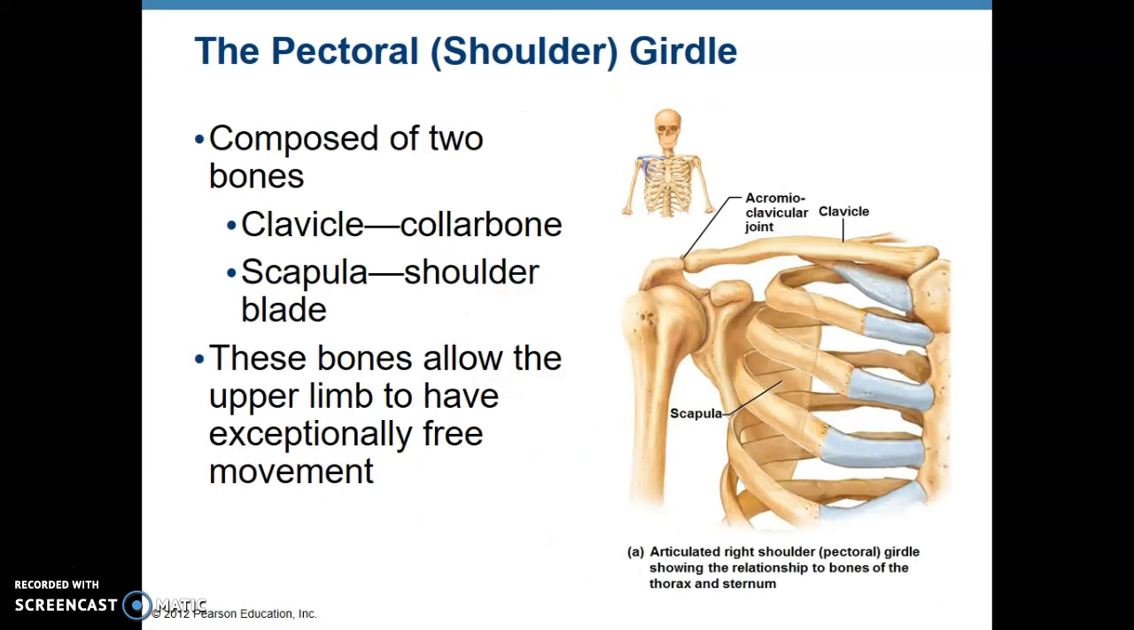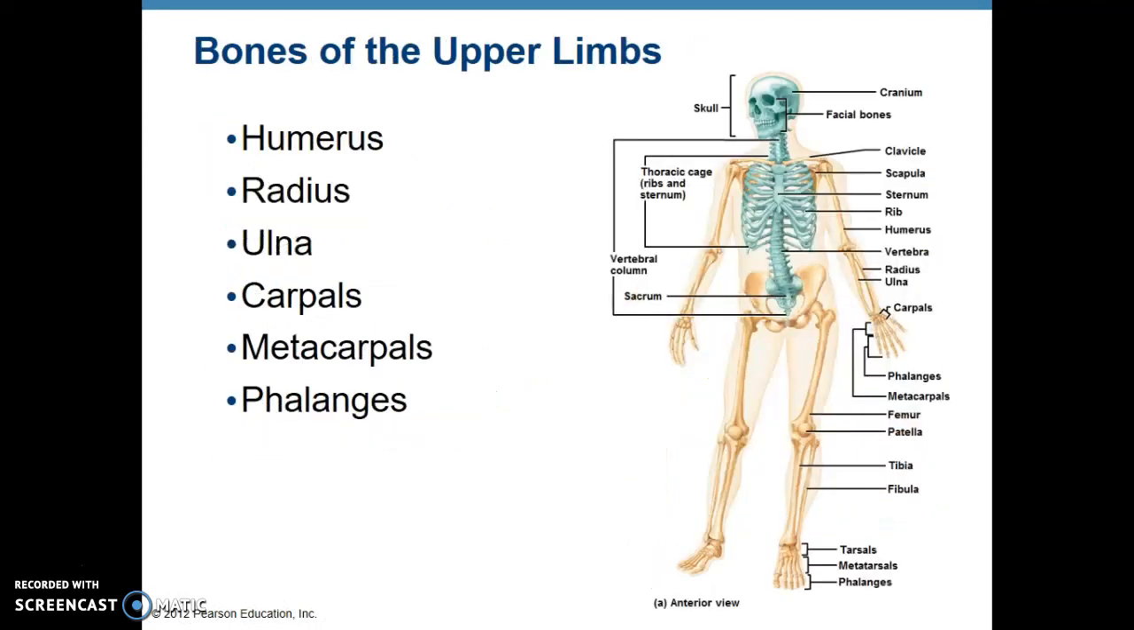The pectoral or shoulder girdle is going to be the clavicle and the scapula. The clavicle, or what we call the collarbone, and the scapula or the shoulder blade. These bones are really important for your upper limb movement. Bones of the upper limb are going to be your humerus, radius, ulna, carpals, metacarpals, and phalanges. These are composed of mostly long bones, but the little carpals in the wrist are going to be some of those short bones.